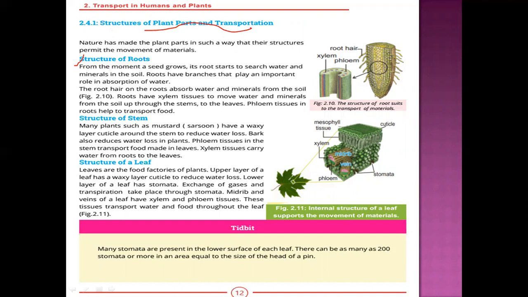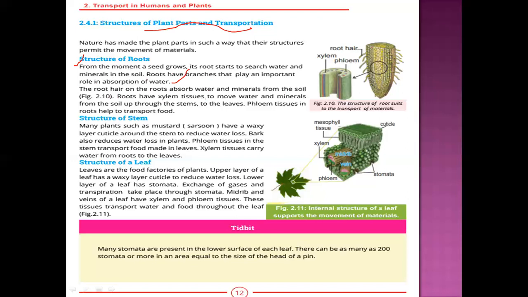From the moment a seed grows, its roots start to search for water and minerals in the soil. Roots have branches that play an important role in the absorption of water. Definitely we have discussed them. This is the internal structure of root, and these are root hair. The root hair on the roots absorb water and minerals from the soil.